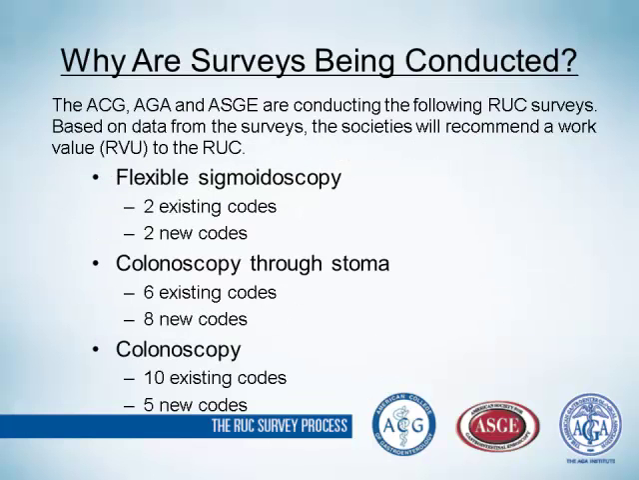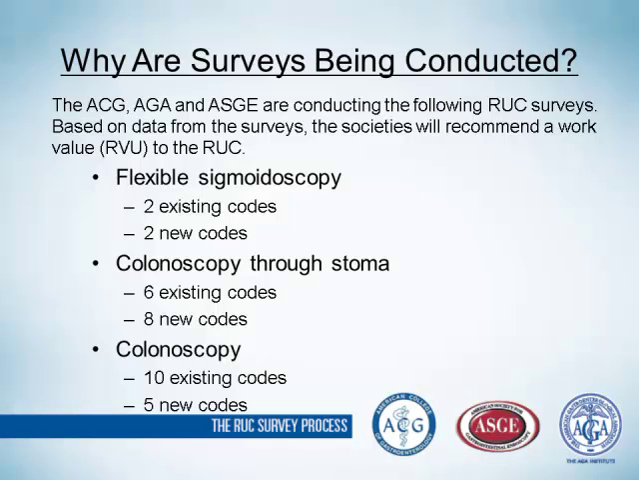Next slide. So why are the surveys being conducted? The ACG, the AGA, and the ASGE are conducting RUC surveys for the following procedures. Based on the data from the surveys, the societies will then recommend a work value to the RUC. During this process, we will be surveying two existing and two new codes for flexible sigmoidoscopy, six existing and eight new codes for colonoscopy through a stoma, and 10 existing and five new codes for colonoscopy.